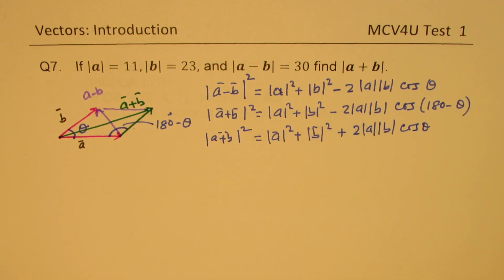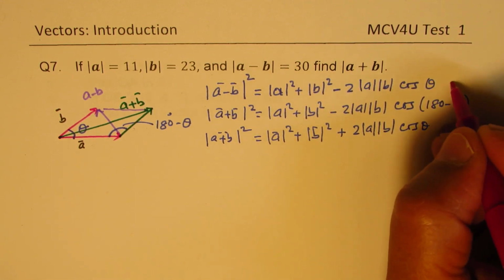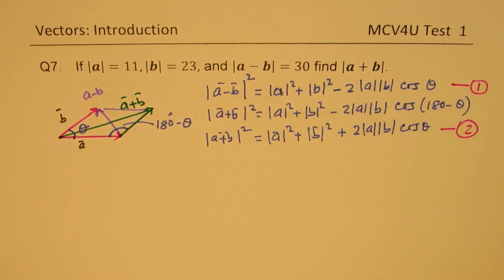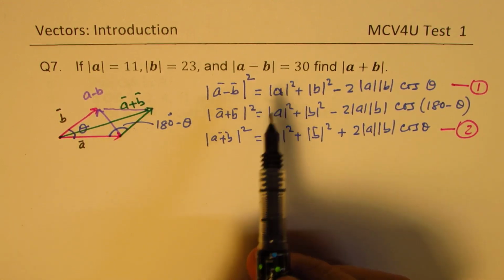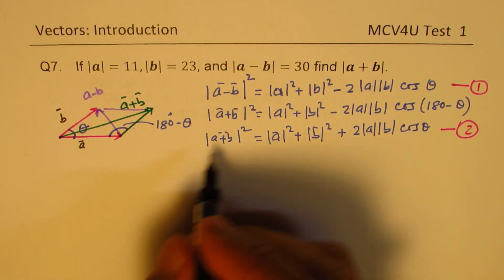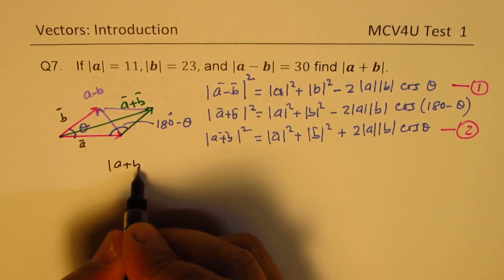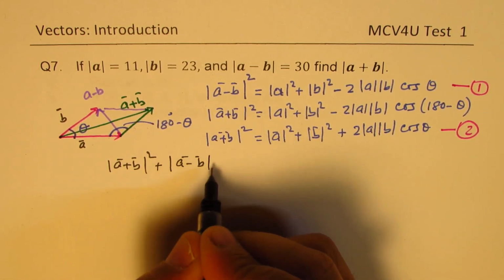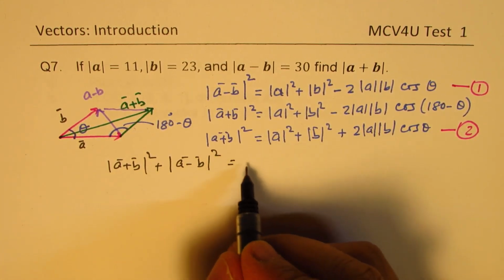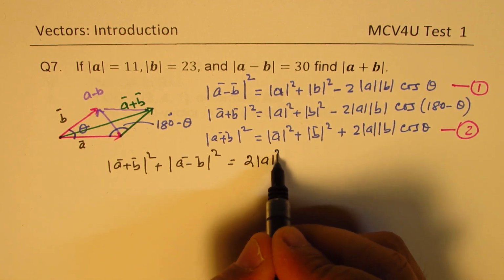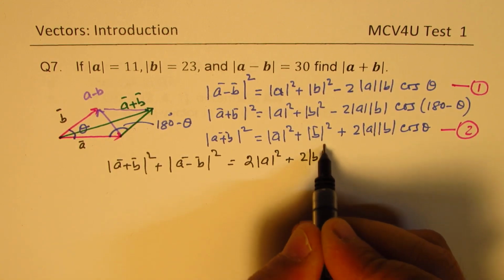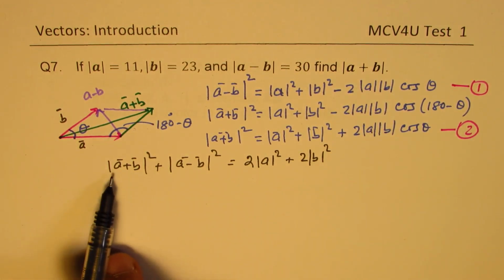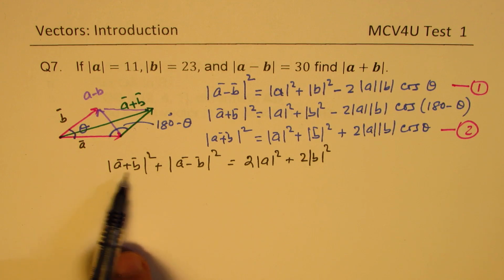Now from equations 1 and 2 we'll derive our equation and then solve, right? You could have actually used the formula directly also. So when you add these two, what do we get? We get magnitude of A plus B whole square plus magnitude of A minus B whole square equals twice magnitude of A square plus twice magnitude of B square. These terms cancel, right? We need to find the magnitude of A plus B, right?